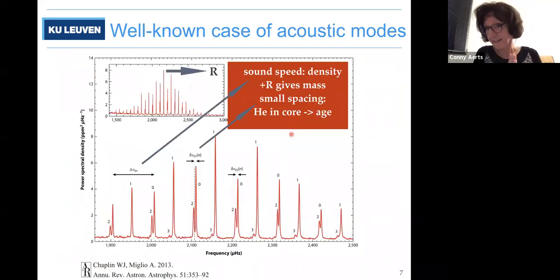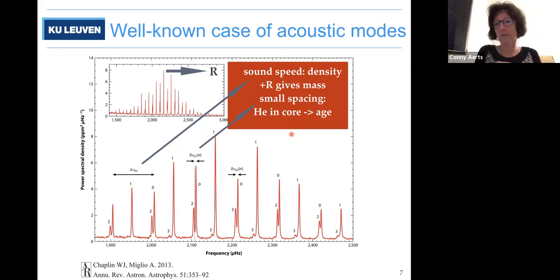Let me still give a recap for those of you who are not familiar with modes at all. Let's start with the easy cases. The sun is, of course, the best star that we know, and helioseismology set the scene for us. All stars like the sun, having an outer convection zone, have stochastic excitation via the turbulence in the convective envelope, and that typically creates sound waves. Now, sound waves have high frequency.